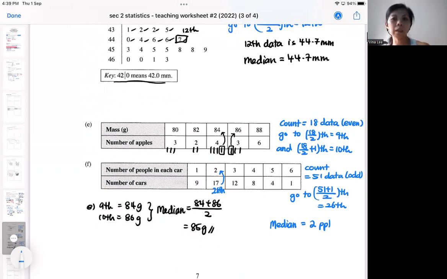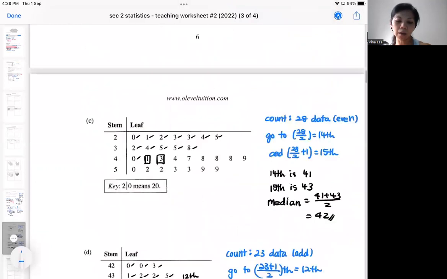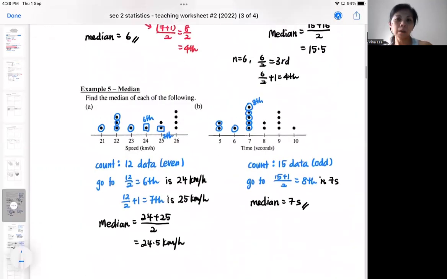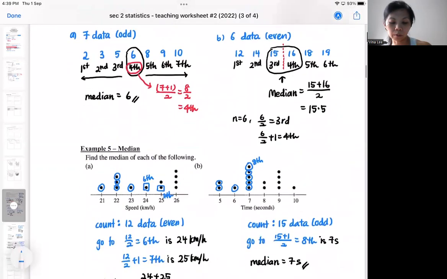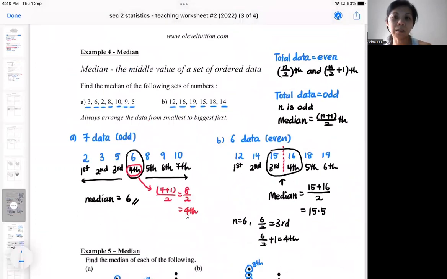Okay, so median relies on whether the total data is even or odd, and you must go to the middle person. So who you go to depends on the total data, whether it is even or odd. So it doesn't matter whether you are looking at the frequency table, the stem and leaf, the dot diagram, or just a normal data set. You need to arrange them from the smallest to the biggest, and then you got to decide who you are going to go to, and that person should tell you the median. So that is the difficult part on median. Quite a lot of counting, and if you go to the wrong person, of course you get the wrong median.